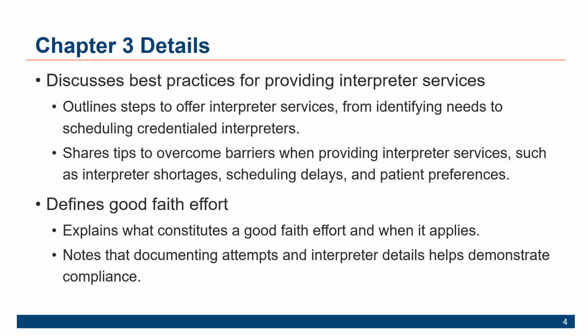This chapter describes how to identify a patient's language needs, schedule credentialed interpreters, and document the services provided. It addresses common barriers, such as interpreter shortages or scheduling delays, and suggests strategies to manage them. The chapter defines good faith effort and explains how documenting attempts to secure a credentialed interpreter supports compliance and accountability.